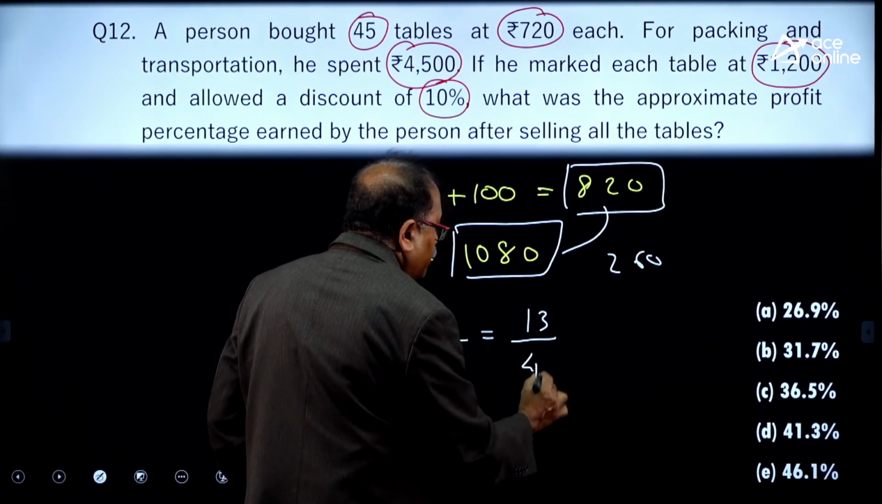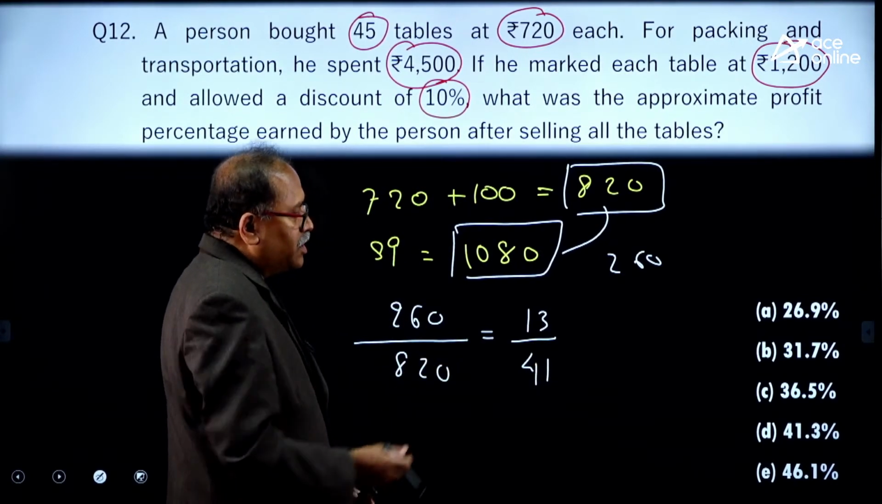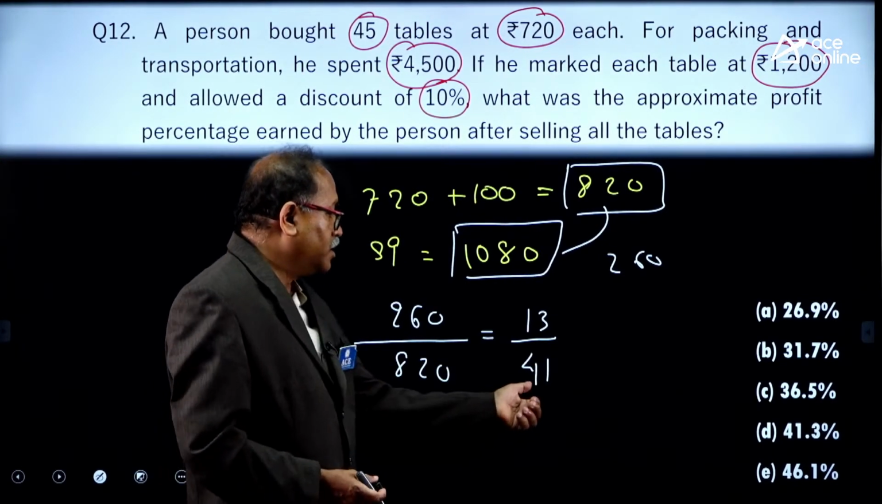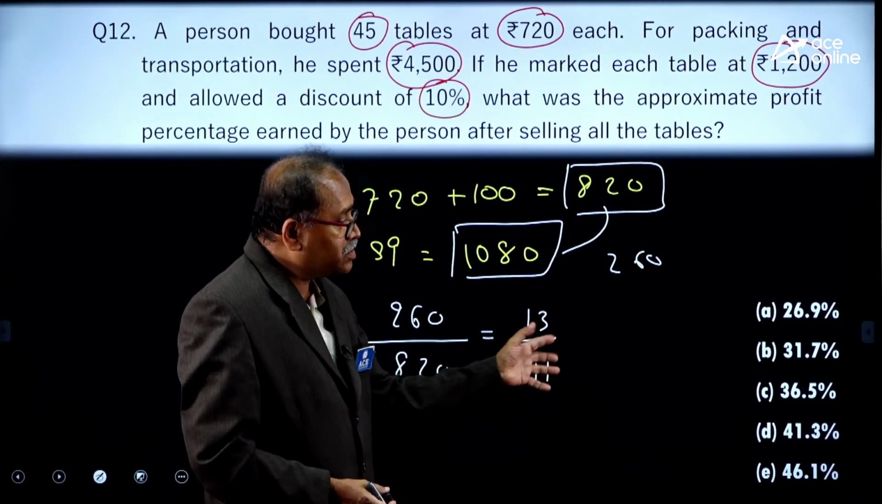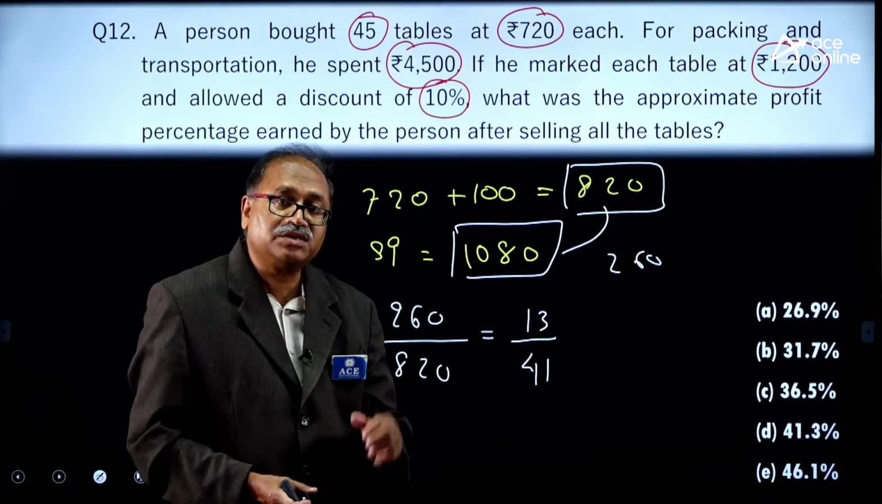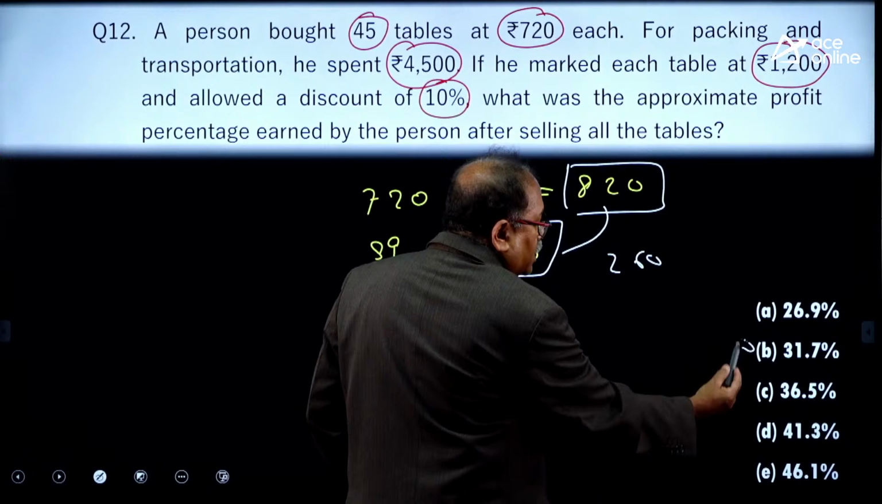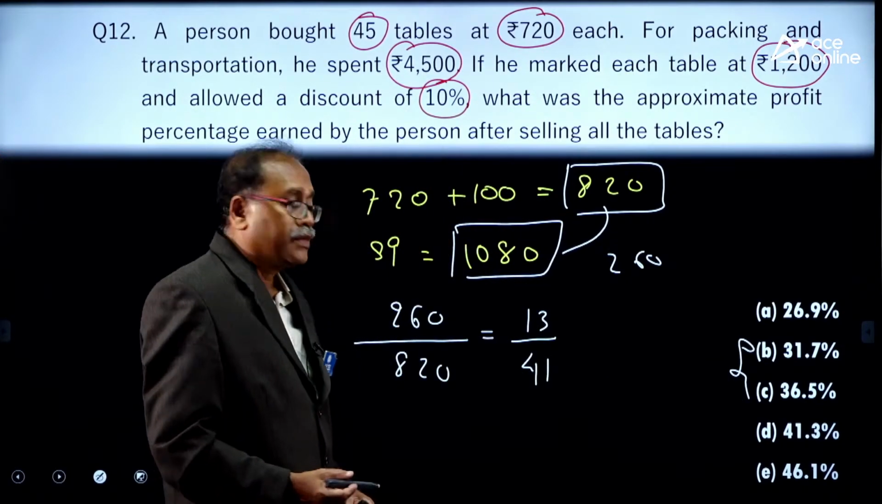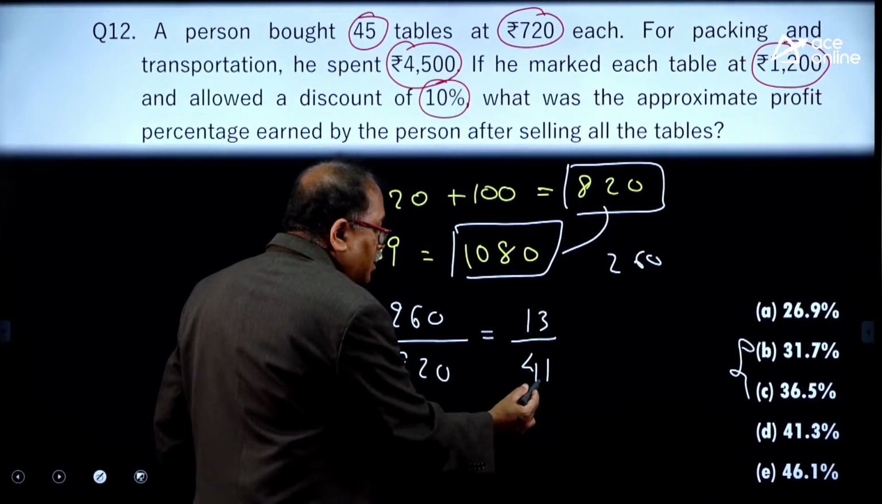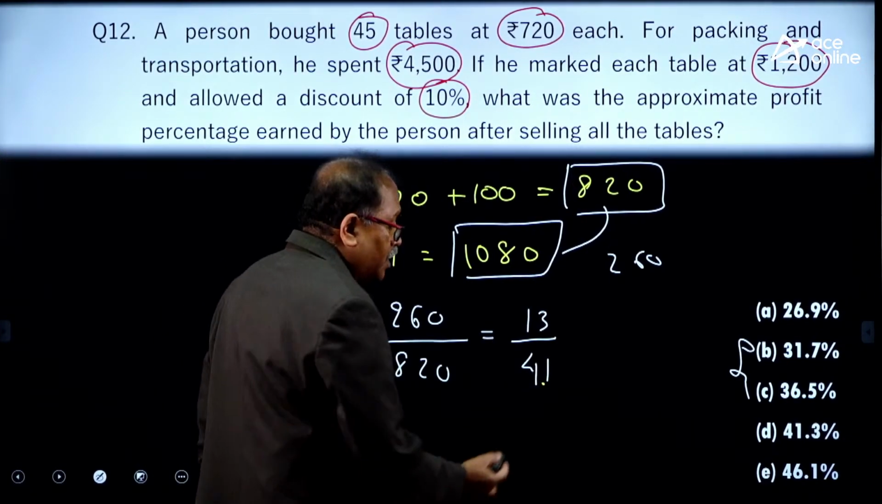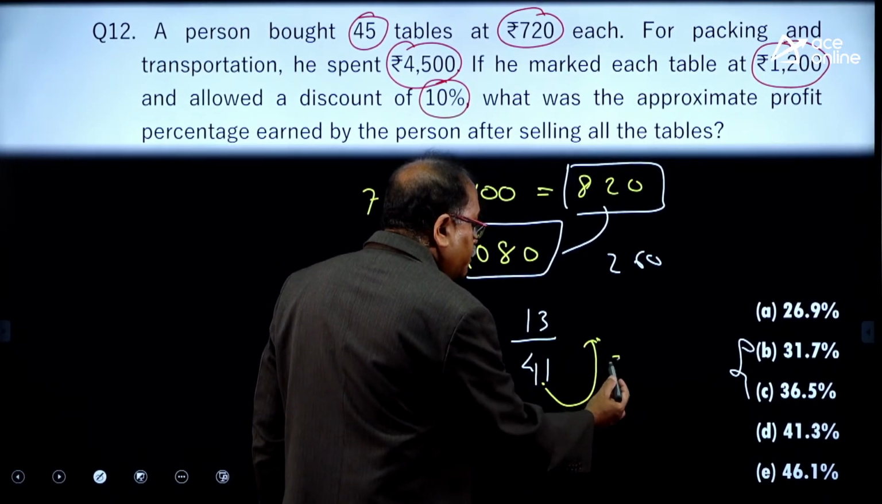13 by 41. Now, if you go for the approximation, 30% of 43 is 12. So, my answer should be 30% plus. With 30% plus I have two options here, so I need to go for some detail part of it. This is 10%, and what will be 30%?